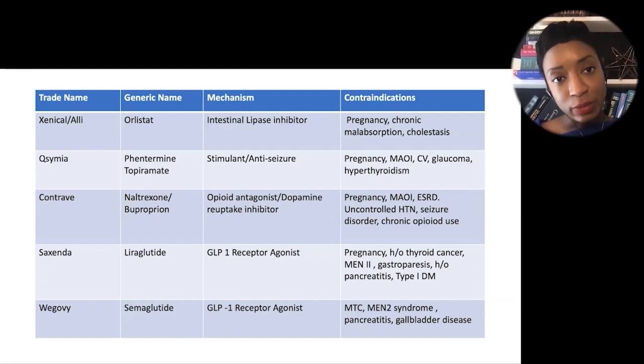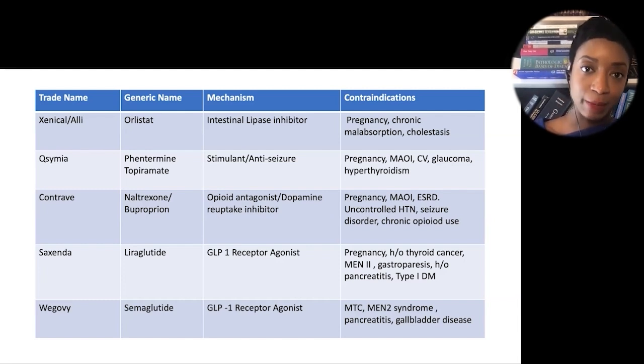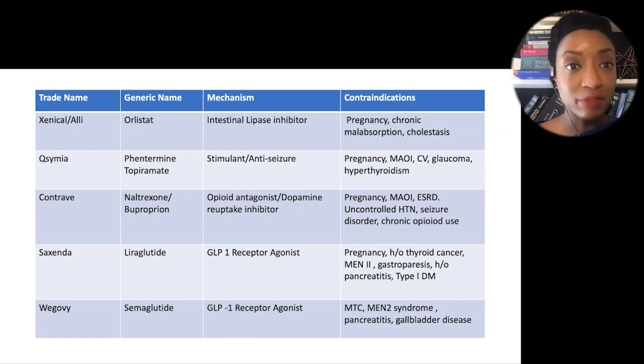Qsymia is a dual medication of phentermine and topiramate. This one acts by revving up your basal metabolic rate and reducing the portion intake that we're having. So often we'll use this one in patients who say, I never feel full.